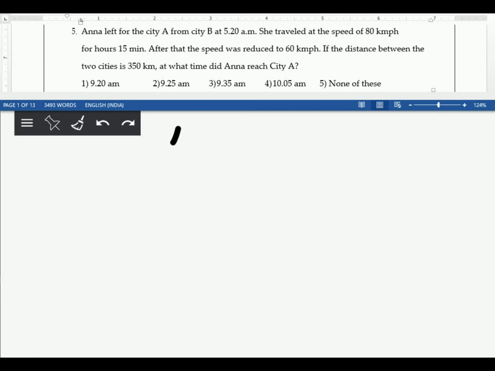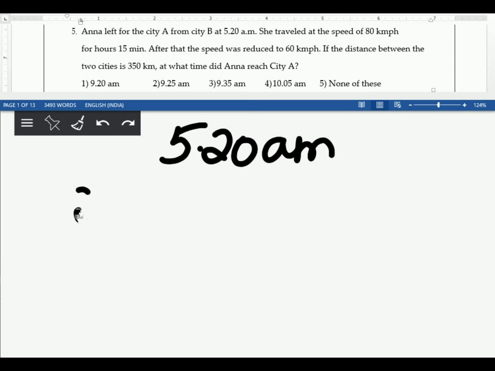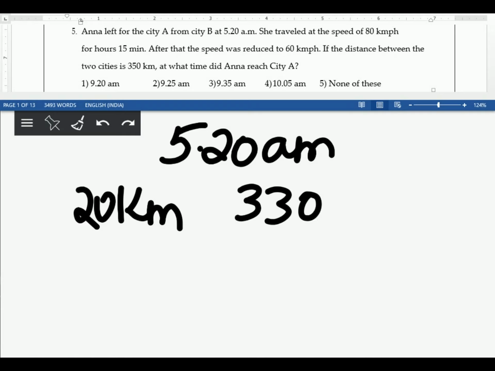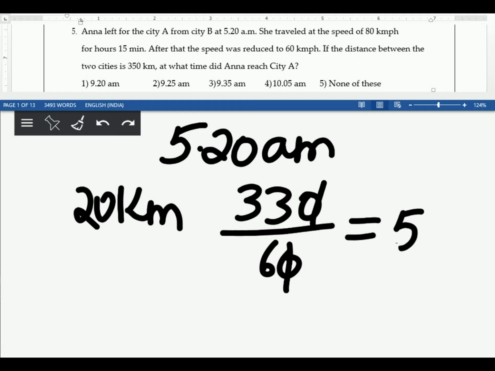So initially Anna left the city at 5:20 am. After that, she travelled for 15 minutes. In that 15 minutes, she covered 1/4 of the distance, that is 20 kilometers. As she already covered 20 kilometers, she is left with only 330 kilometers. This 330 kilometers will be covered at 60 kilometers per hour. By dividing this, we get the time, that is 5.5 hours. That means after 5.5 hours she reached city A.